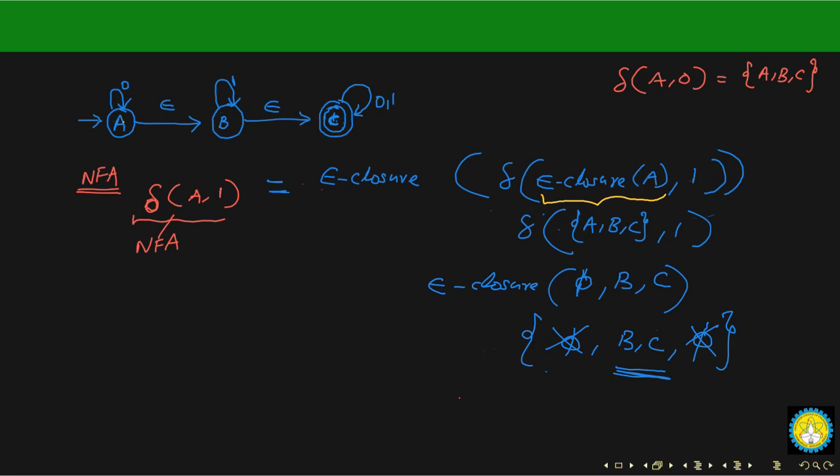So we can write the answer on top. What we got now is delta of A comma 1. We got it as BC.